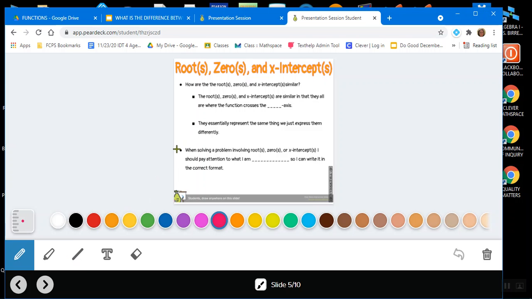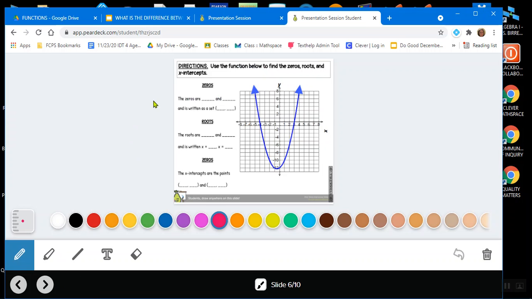So how are the roots, zeros, and x-intercepts similar? The roots, zeros, and x-intercepts are all similar in that they are where the function crosses the x-axis. There can be 1, 2, 3, 4, maybe even none. What's different is the way we are expressing them or the way we're writing them. So let's take a look.